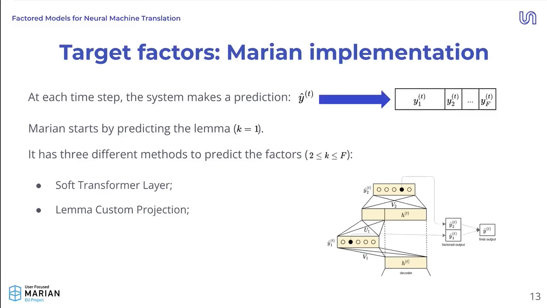The second method is what we call the lemma custom projection, which is basically this common method that I explained before. And Marian also has the lemma-dependent bias, which is really similar to this one. The difference is that when you reproject the lemma to use that reprojection to output the factor, actually we reproject to a one-dimensional array, and you use that dependency as an extra bias to output the factor.